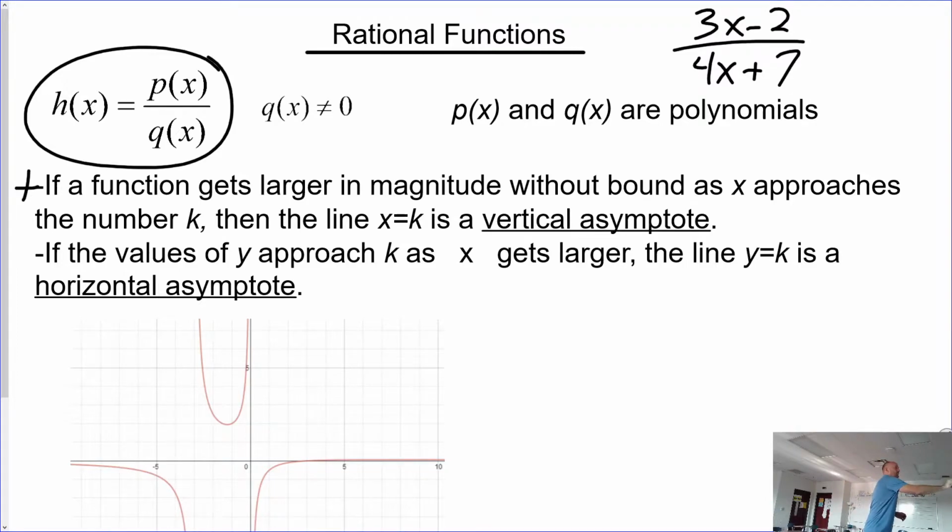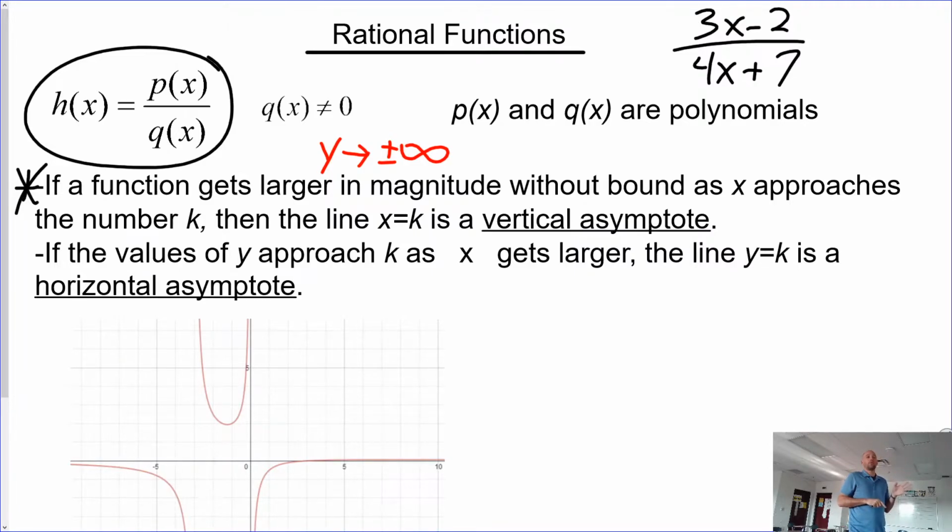So the first one is talking about a vertical asymptote. When we use the word function, what that means is we're really talking about the y value. So it says if a function gets larger in magnitude, so basically the y values are going towards either positive or negative infinity, going up or down without bound, as x approaches a number, so as the x values get really close to 2, the y values are going to go up or the y values are going to be going down.